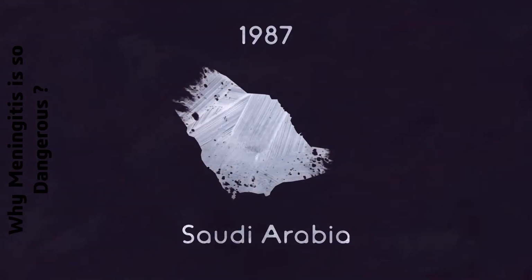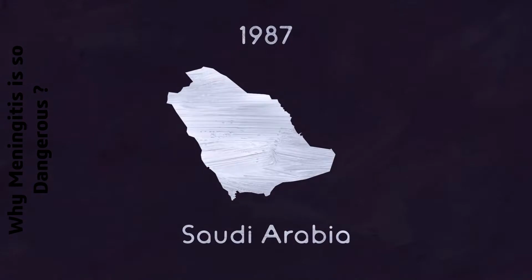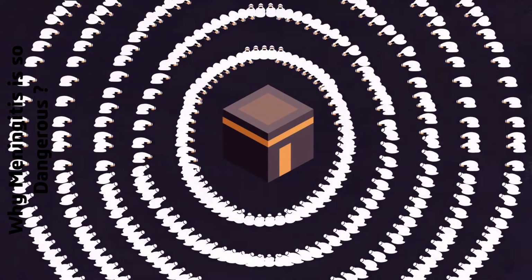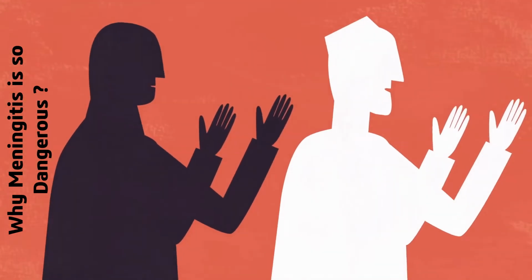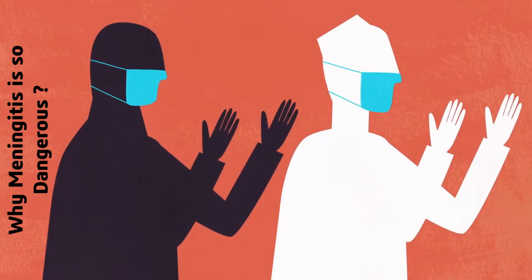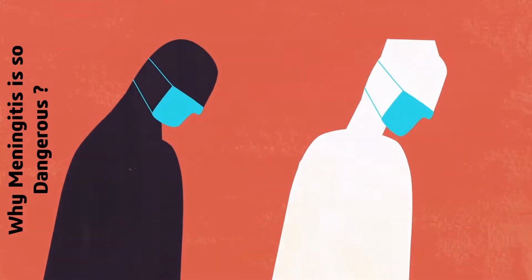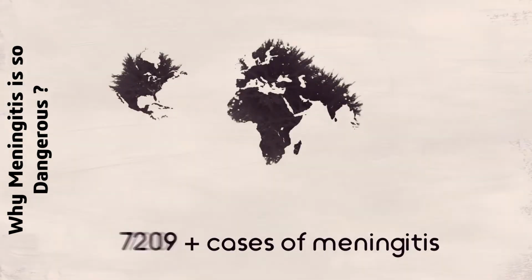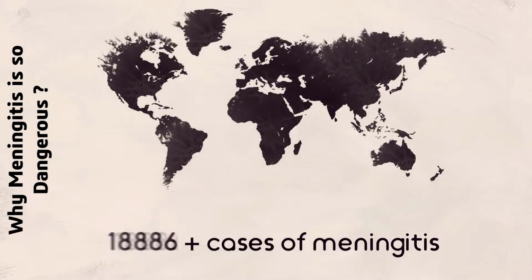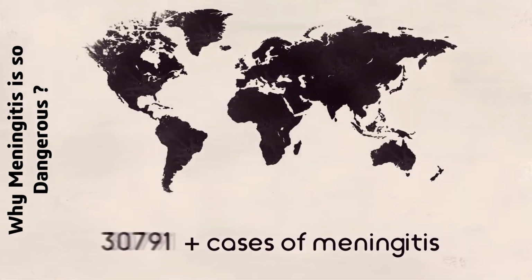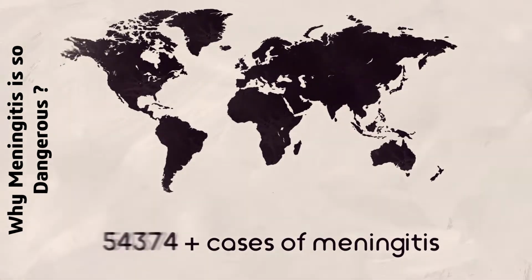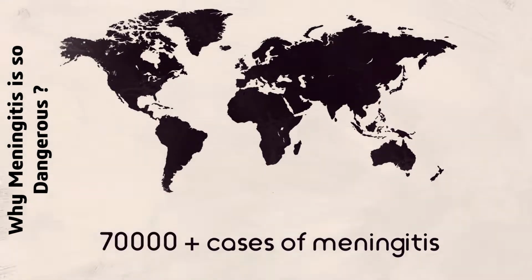In 1987, tens of thousands of people gathered in Saudi Arabia for the annual Hajj pilgrimage. But what started out as a celebration led to a health crisis. Just a few days after the pilgrimage, more than 2,000 cases of meningitis broke out, spreading across Saudi Arabia and the rest of the world. The outbreak was so fierce that it was believed to have sparked a wave of deadly meningitis epidemics that ultimately infected tens of thousands of people worldwide.